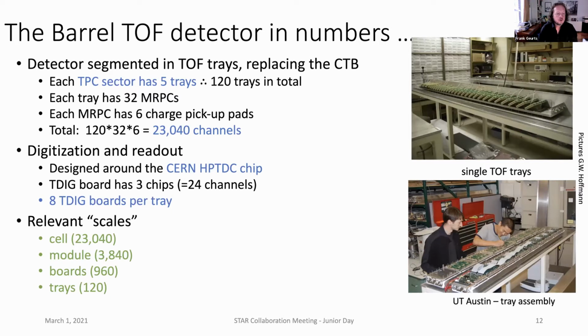We have so-called T-Dig boards that have 3 of these chips. Each chip can handle 8 channels, so we have 8 T-Dig boards per tray. Kind of to put the relative scales again here, so we're talking really in terms of 23,000 channels. We have a little less than 4,000 modules in STAR, and then these digitization boards, we have a little less than 1,000, at least for the barrel timer flight, and these are all distributed across 120 trays.